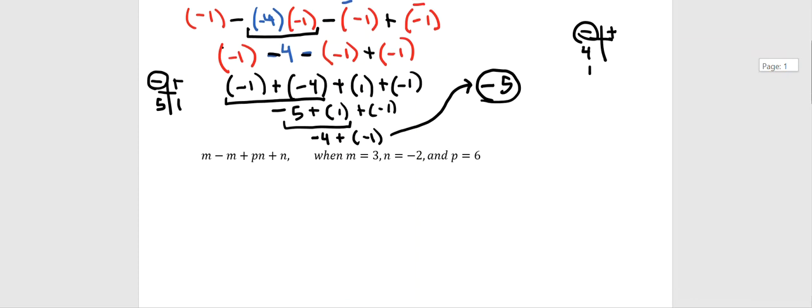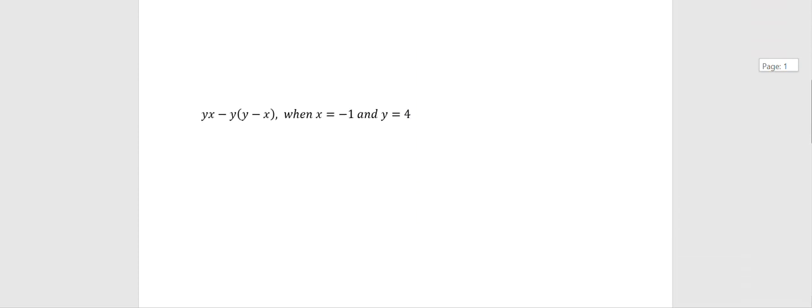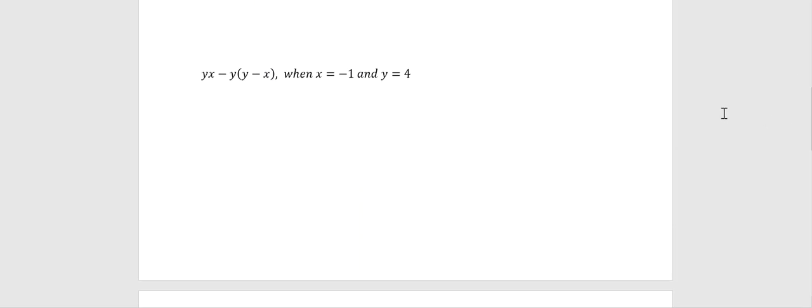So what we're going to do is actually skip the second problem. We're going to move down to the third problem because I'm trying to give you a little variety here. So let's start again. For y, I see 4.